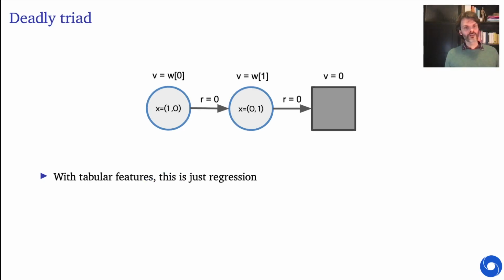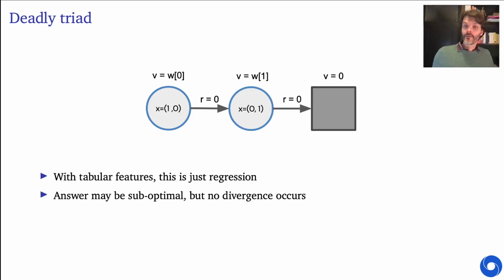Let's dig into one of the other aspects. I also mentioned function approximation as one aspect of this. So let's see what happens if we don't do function approximation. We can consider a tabular representation where in each state we do have a feature vector. I've just denoted it as a feature vector, but it's one hot, picking out exactly that state. If we do that, this is just regression and this will also converge. The answer might be suboptimal, but no divergence occurs.